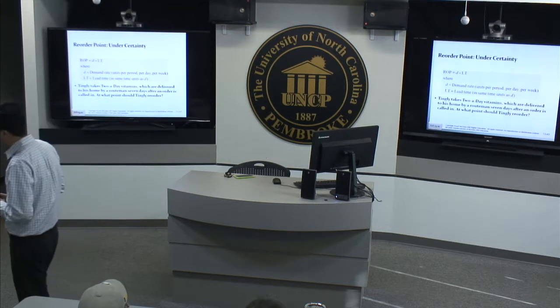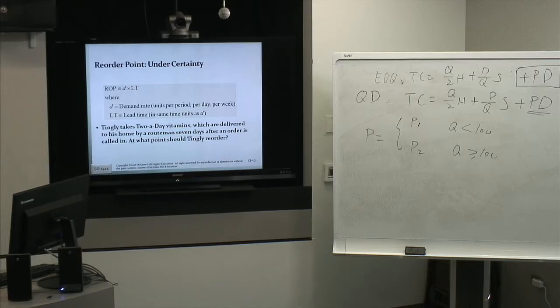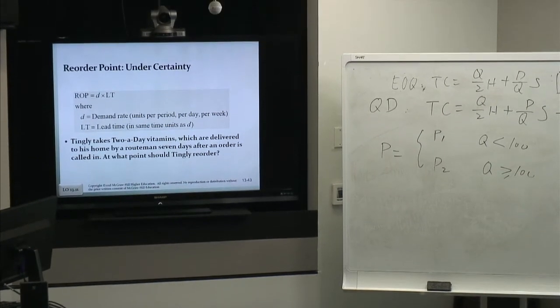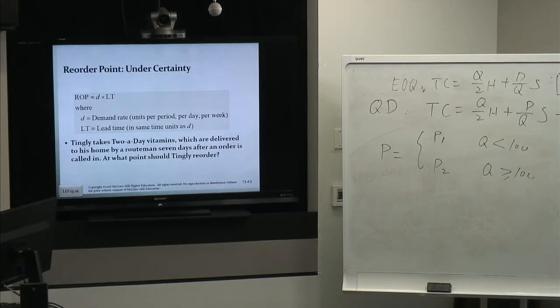14 days? Not days, 14 units. Yeah, vitamins, right? So the demand would be 2 and the lead time would be 7, or is it the other way around? Okay, take some time to digest the question. What is your reorder point? 14 vitamins. Yes. Very easy, right? Once you understand this, it's pretty straightforward.